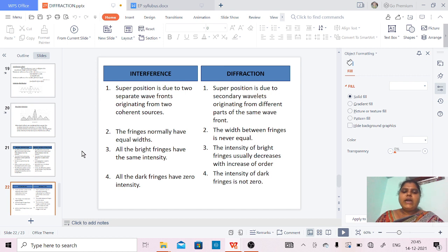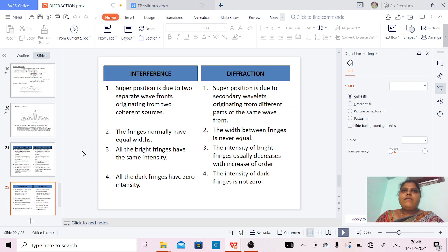And in interference, all the bright fringes have the same intensity. In the interference concept, we obtain alternate bright and dark fringes. The intensity of the bright fringes is the same, whereas in diffraction the intensity of the bright fringes usually decreases with increase of order. As the order increases, the intensity automatically decreases. In interference, all the dark fringes have zero intensity.